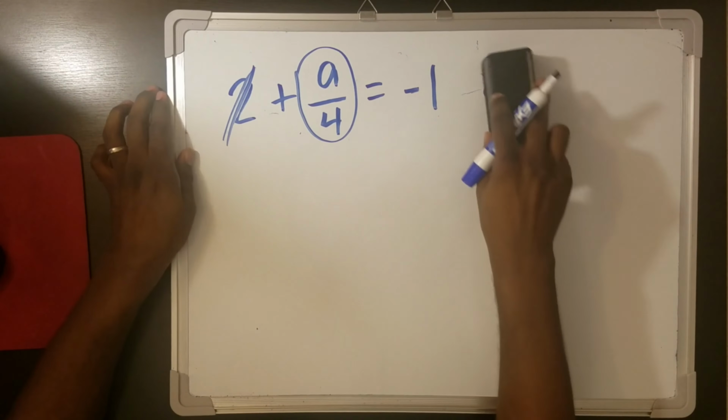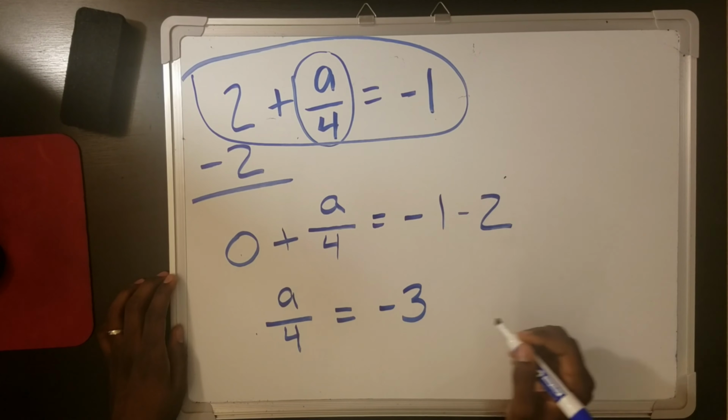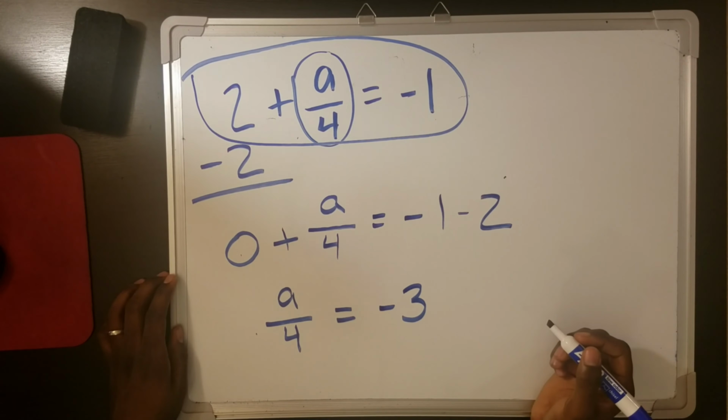So, now that we have 0 plus a over 4, whenever you add anything to 0, you just get whatever you're adding it to, equals, what's -1 minus 2? Well, we're getting even more negative. So that becomes a -3. Great job.